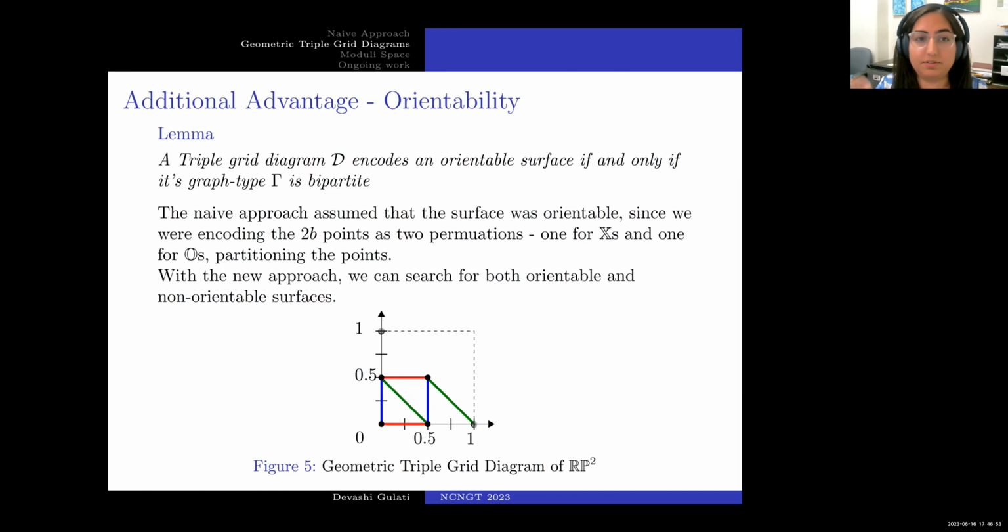Another advantage of this approach is orientability. A triple grid diagram encodes an orientable surface if and only if its graph type is bipartite. The naive approach assumed that the surface was orientable since we were encoding 2B points as 2 permutations, one for x's and one for o's, therefore partitioning the points. With this new approach, we can search for both orientable and non-orientable surfaces. Here is an example of a geometric triple grid diagram for RP2 showcasing this.